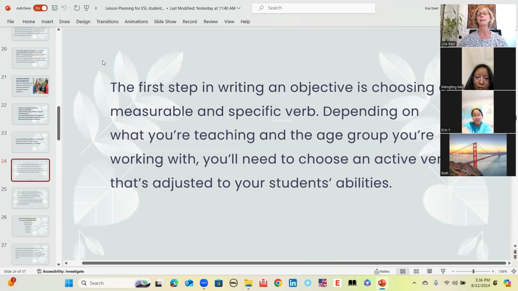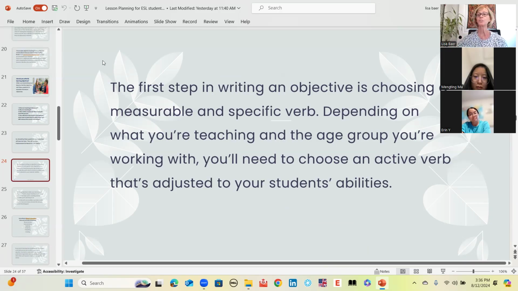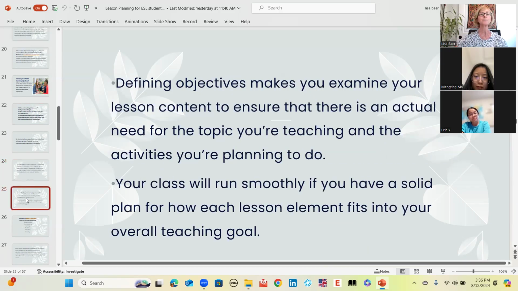Okay, the first step in writing an objective is choosing a measurable and specific verb. This is really strange, but it's true. Depending on what you're teaching and age group you're working with, you'll need to choose an active verb that's adjusted to your students' abilities. So I have a list of those verbs in 1 second. So defining objectives makes you examine your lesson content to ensure that there is an actual need for the topic you're teaching and the activities you're planning to do.